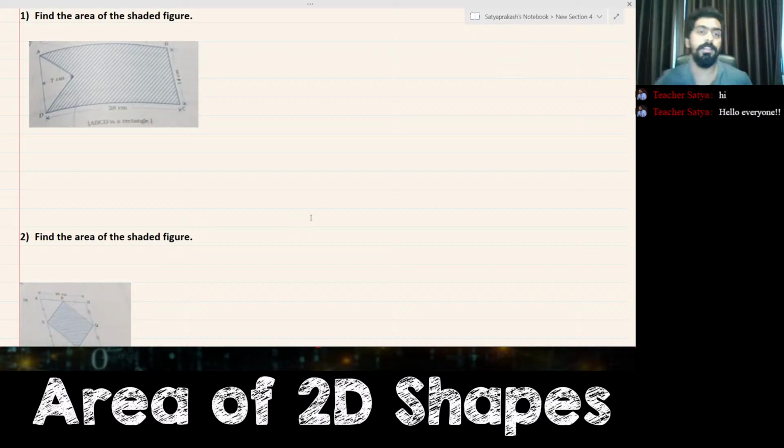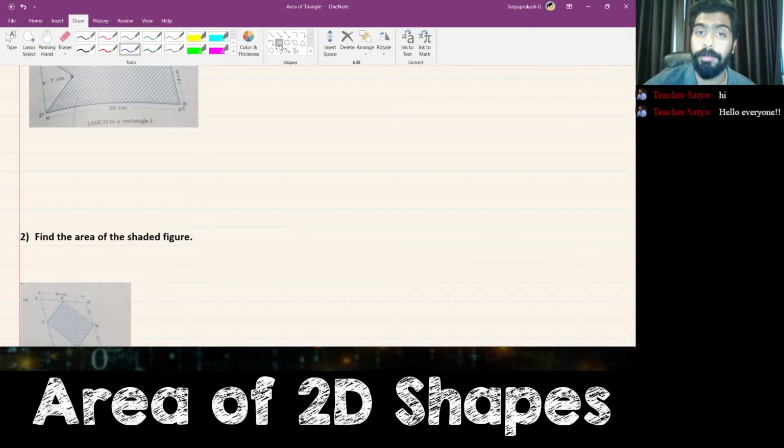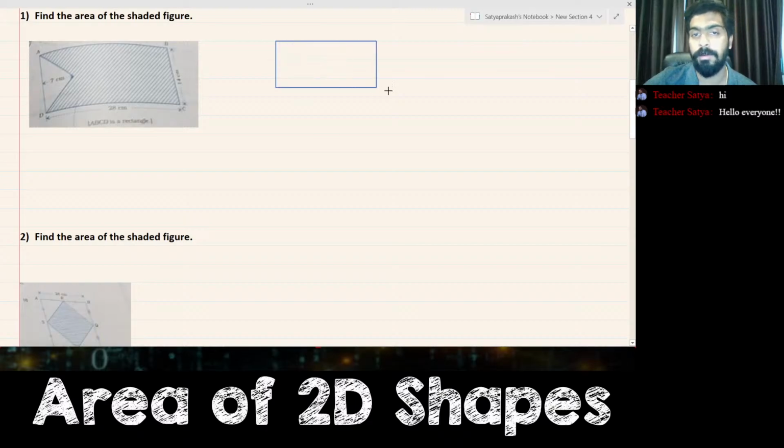Alright, guys, so in this question what you see is we have a triangle and a rectangle, right? So this is the triangle we have, and then we have a rectangle which looks something like this. And we need to find the area of the shaded part. So we know the base of the triangle is 28 centimeter. The width is 14 centimeter, and the height of the triangle is 7 cm, right?